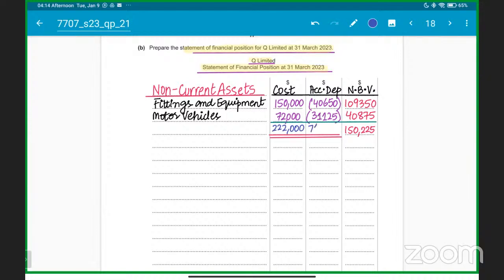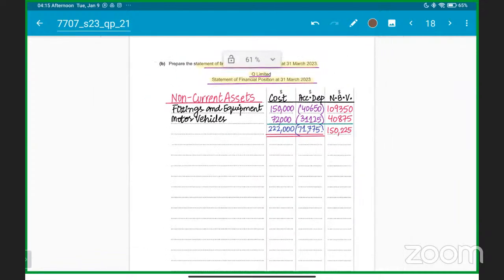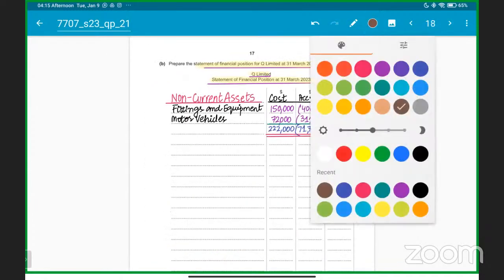Guys, are you there with me following? 71,775. And the final net book value after subtracting the net depreciation from the total cost was basically this. Okay, got it? Clear? Understood? Everyone with me following? Yes, sir. Okay. Next, we have to find out the current assets.